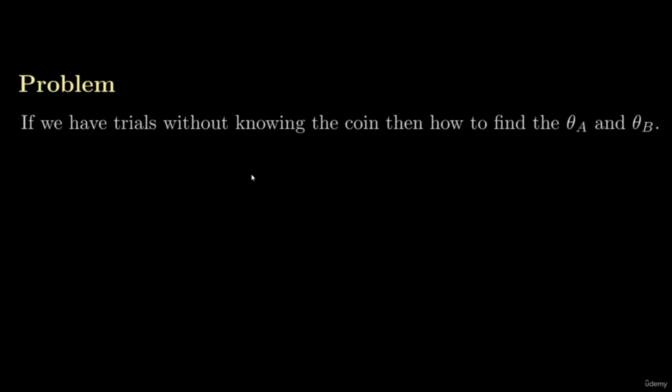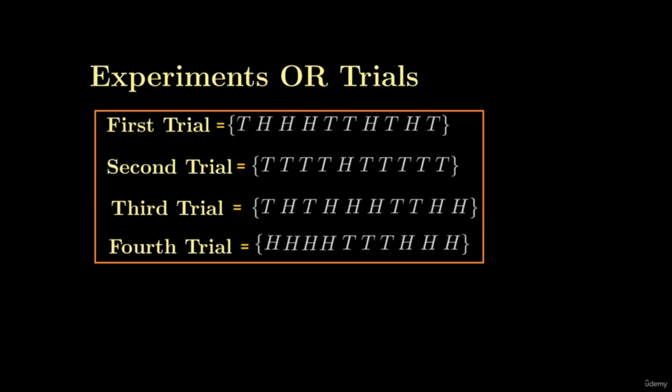Now the problem is that if we have trials without knowing the coin, then how do we find theta A and theta B? Now we have only trials, but we don't know which trial belongs to which coin. Then how do we find the probability of getting tails from both coins? In this case, we have to use the EM algorithm. So these are the 4 experiments and trials: the first trial, second trial, third trial, and the fourth trial. We don't know in advance which trial belongs to which coin, and how to find the probability of getting tail with coin A and coin B.